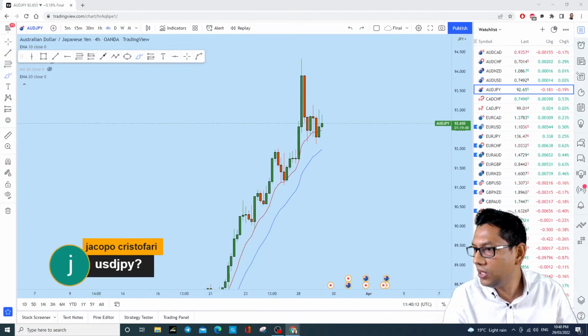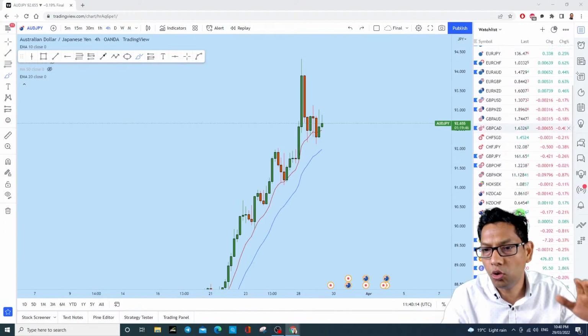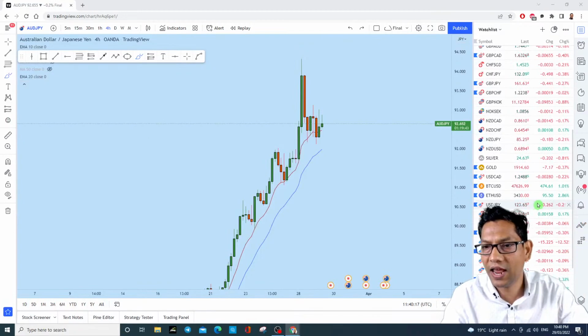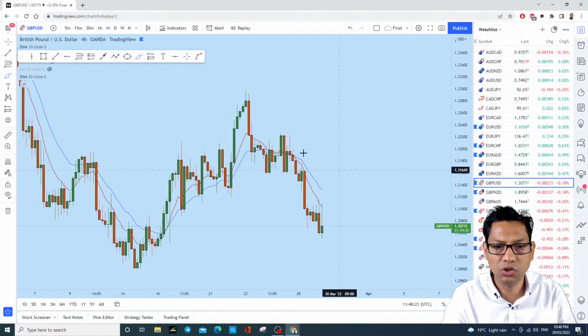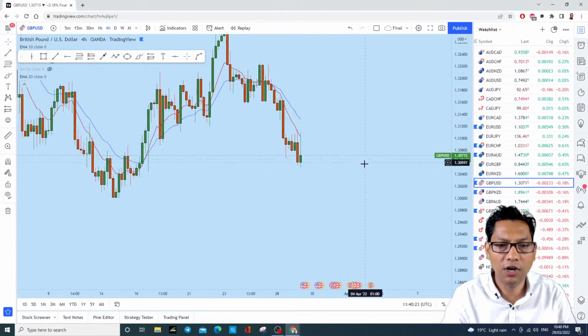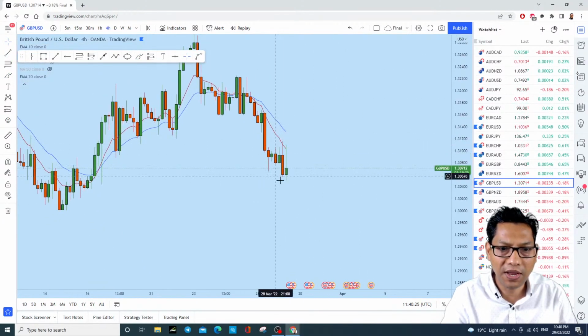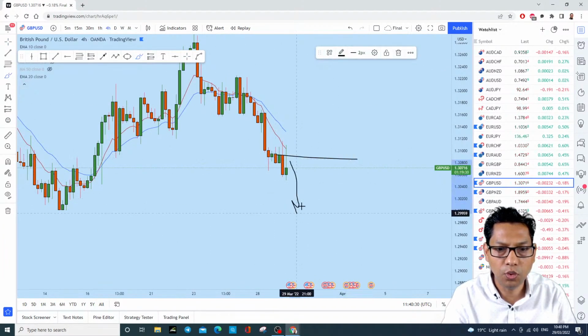GBPUSD and USDJPY. Let's quickly go through all of them. I'll analyze everything one by one. So let's see British pound US dollar. Basically, you see what's happening with the British pound US dollar. It created this bearish engulfer. The price went up. Now we see a push down.